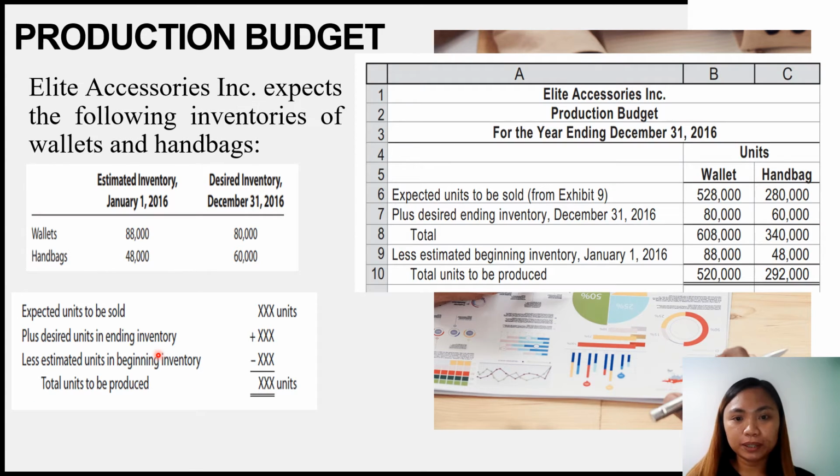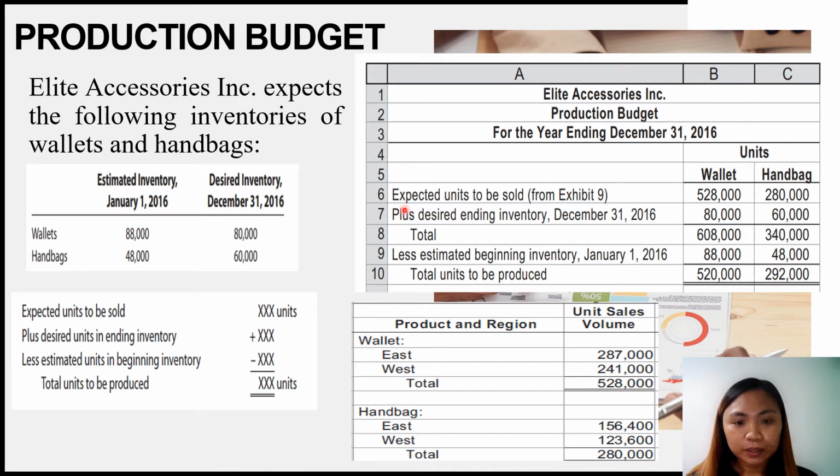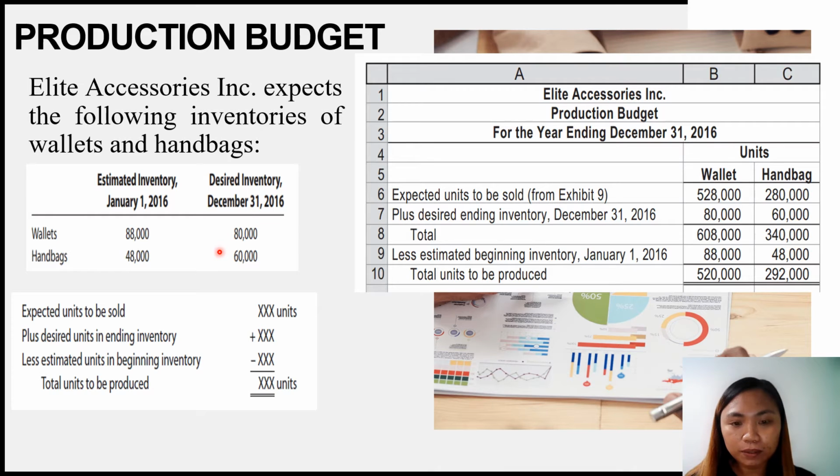So how is this computed? This is how we would compute the production budget of Elite Accessories Incorporated for the year ending December 31, 2016. To start the production budget, we need the expected units to be sold. Just as what we have computed earlier, the expected units to be sold for the wallet is 528,000, while for the handbag it is 280,000. Plus desired units in ending inventory on December 31, 2016: 80,000 for the wallet and 60,000 for the handbag.